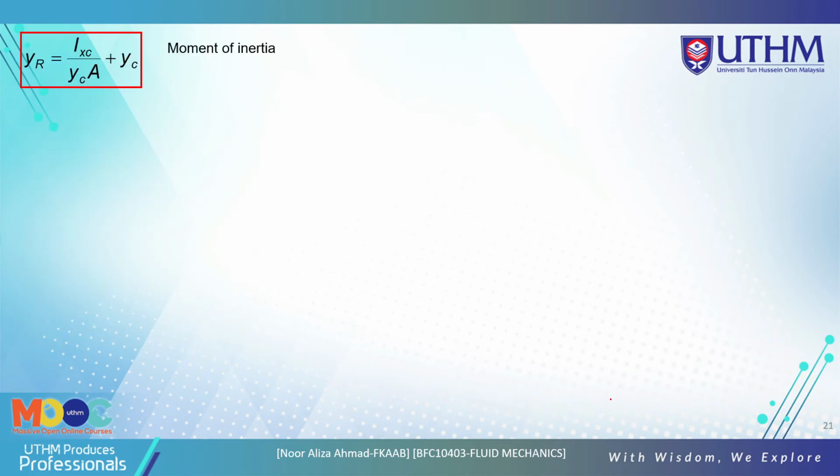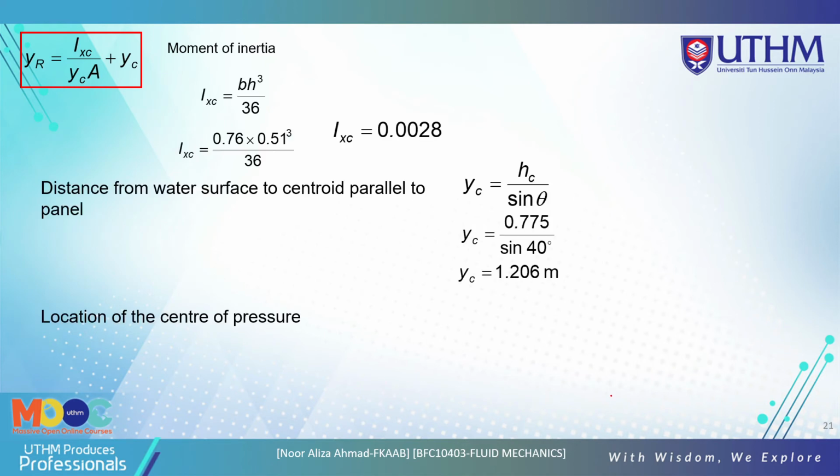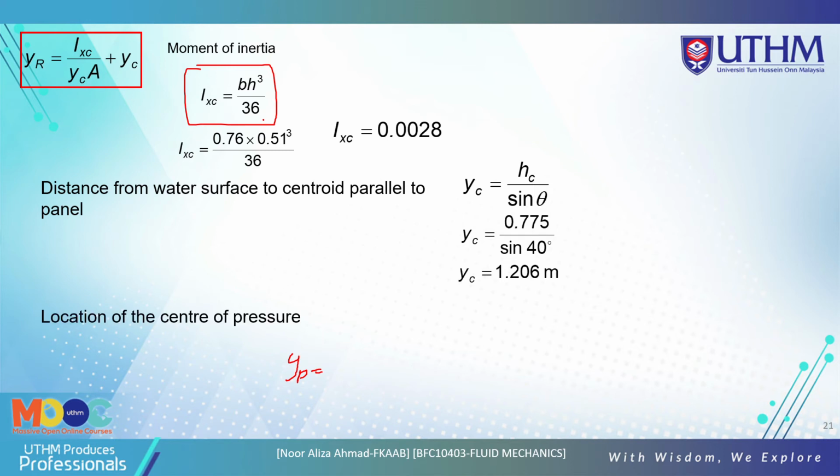So now we look at the magnitude, to get the YR or YP. Use this equation for inertia. Because this is a triangular, you must use the BH cubed based on the triangle. Then you put all the values until you get 0.0028.